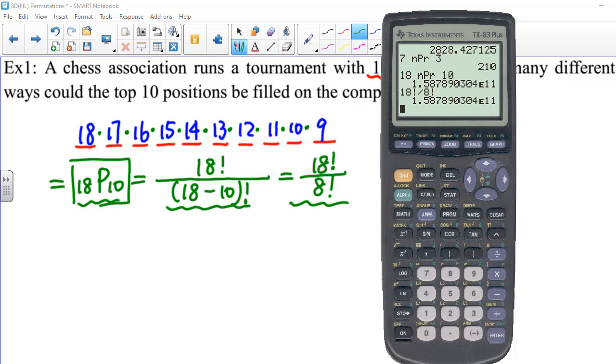Since it's a large answer, you don't have to put down the answer in scientific notation. You can keep the answer as 18P10, or 18 factorial divided by 18 minus 10 factorial, or 18 factorial over 8 factorial as the final result.